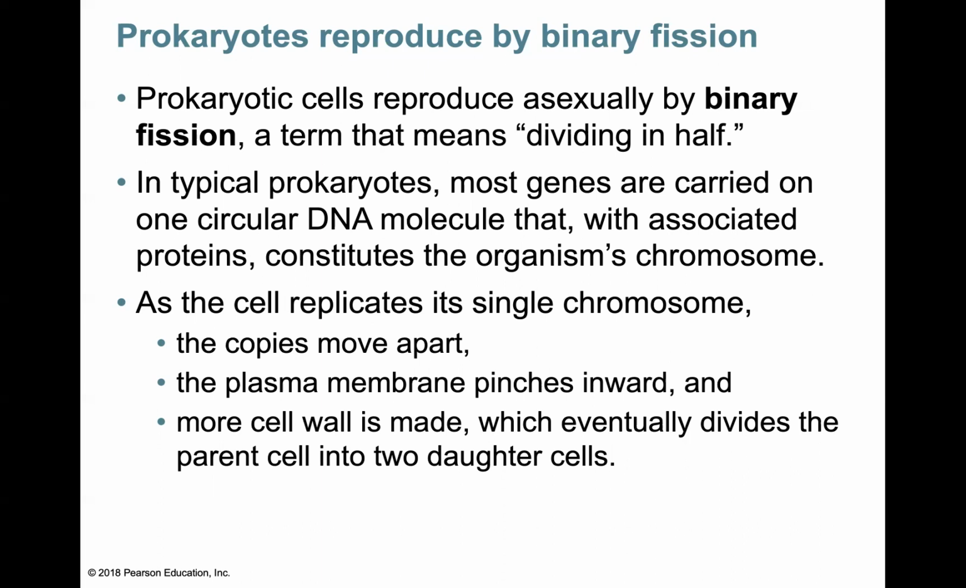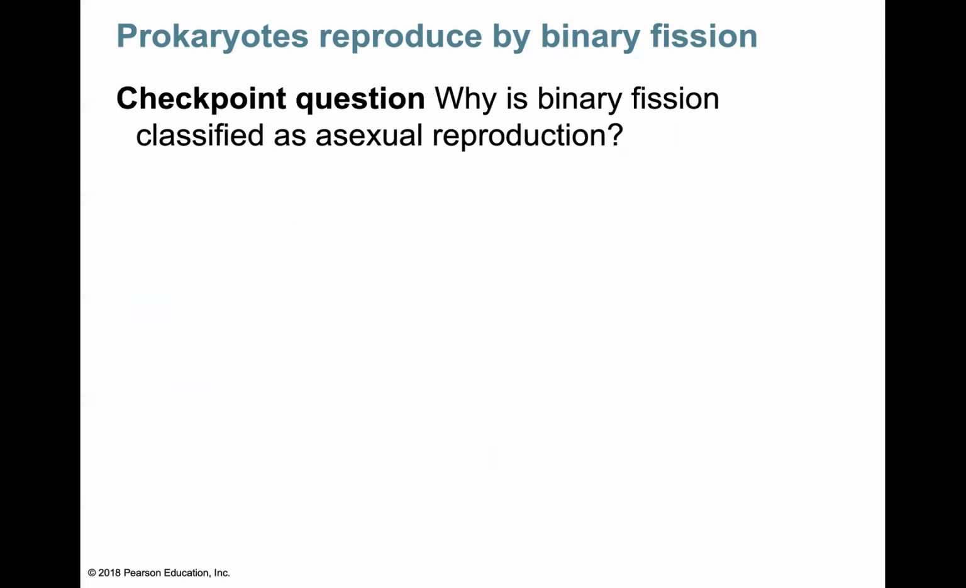Okay. And so the cell is going to replicate that single chromosome. And we're going to see how these new chromosome copies will eventually start to migrate towards opposite ends of this cell. The plasma membrane will start to kind of pinch inward, and essentially that cytoplasm will divide that parent cell into two new daughter cells. Okay, and so we have another checkpoint question here. We say that prokaryotes reproduce by binary fission. So why is binary fission classified as sexual reproduction? Can you respond to that in your notes?